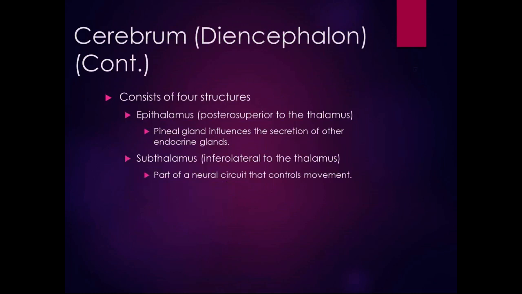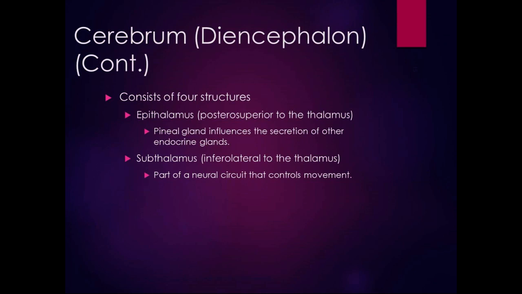The epithalamus is posterior and superior to the thalamus. It contains the pineal gland, which influences the secretion of other endocrine glands. It's a big deal in our circadian rhythms and sleep. The pineal gland is where melatonin is produced.